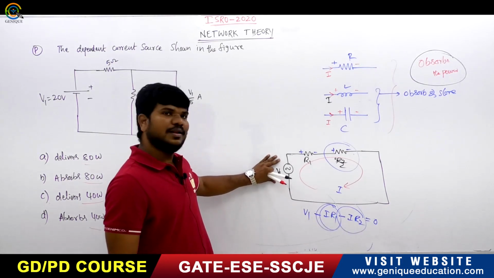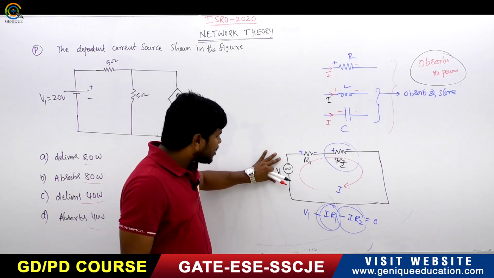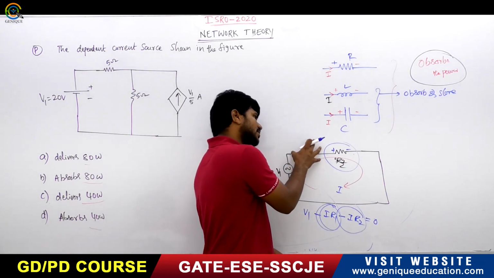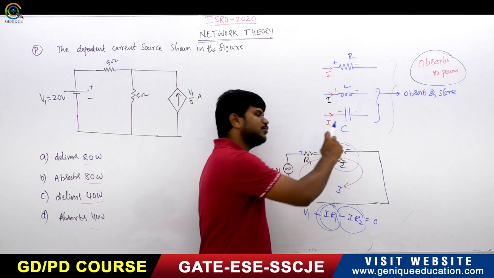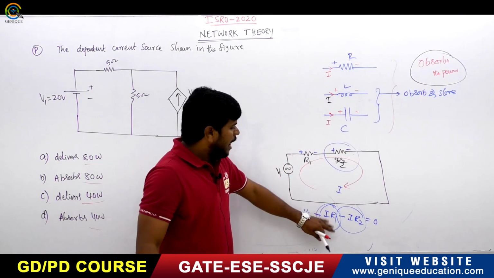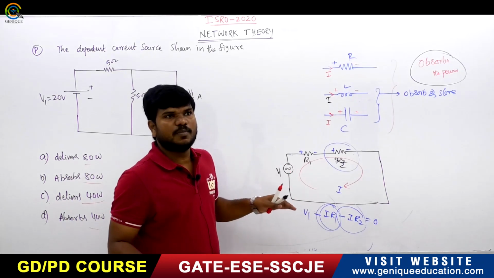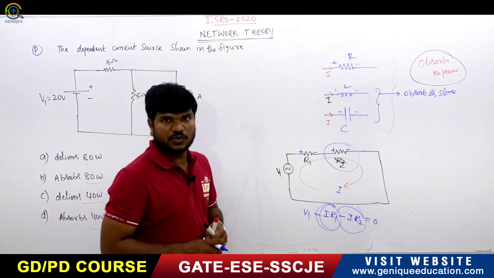So it is the total voltage. In this total voltage, some amount is absorbed by this one and some amount is absorbed by this one, and this entire energy will be dissipated in the form of heat. That is the point you have to understand.